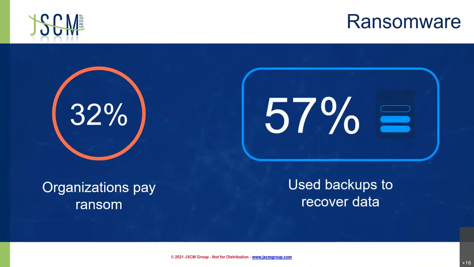Around 57% of the rest of the people used backups to recover their data. That's a great number. We're always happy to see people properly implementing backups. However, you notice that this number does not add up to 100%. You have a group of people who don't have backups, or, and this is what we're seeing more and more, had backups that were also compromised. That's something that we're seeing more and more of, where ransomware is specifically targeting backup and recovery systems as one of its main targets so that you can't come back up from a backup of your data.